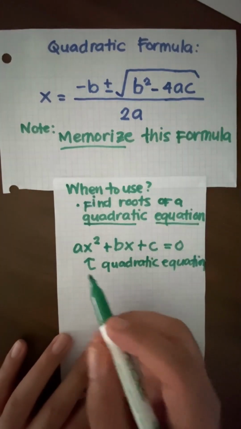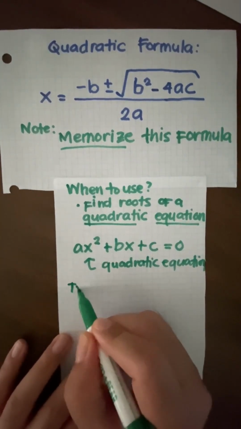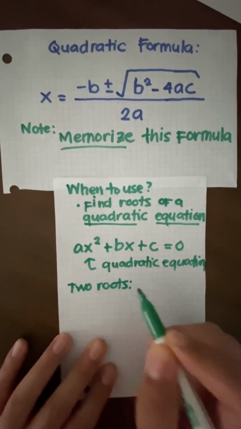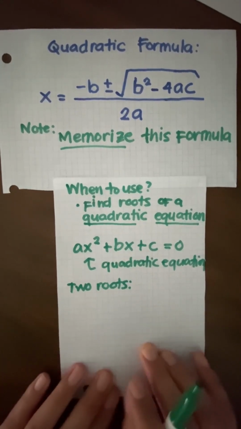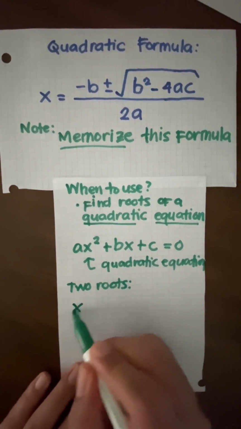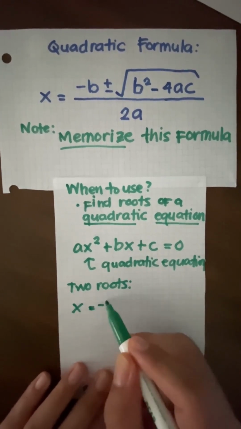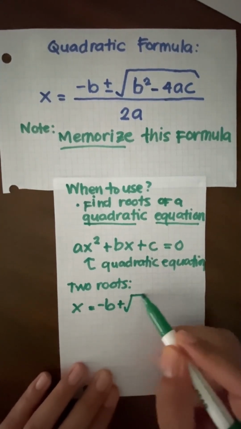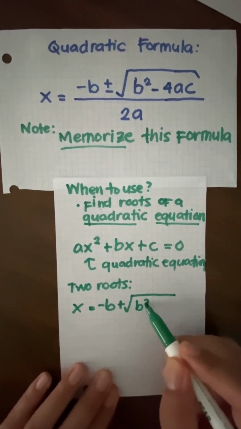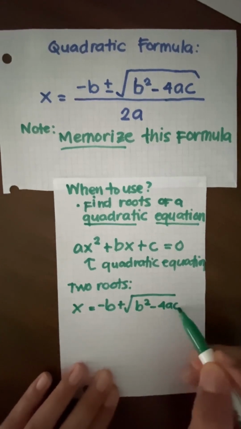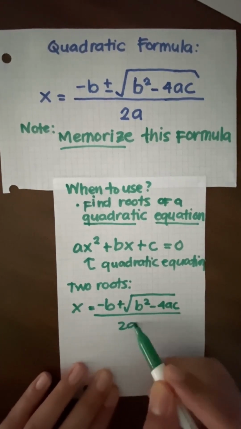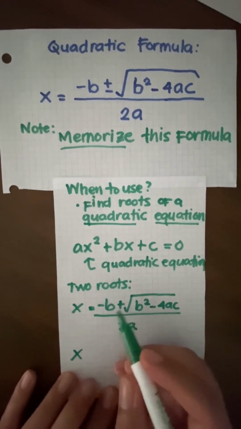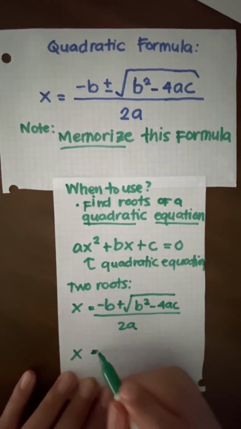When we apply the quadratic formula, we are solving for the two roots of the quadratic equation. Look at the formula above. The first root takes the positive sign. The second root takes the negative sign.